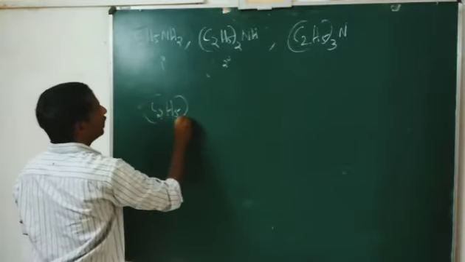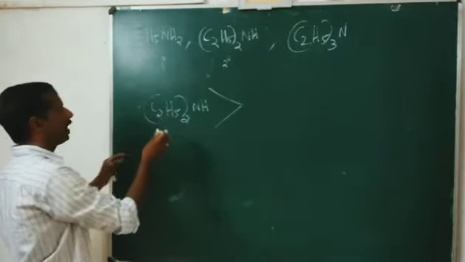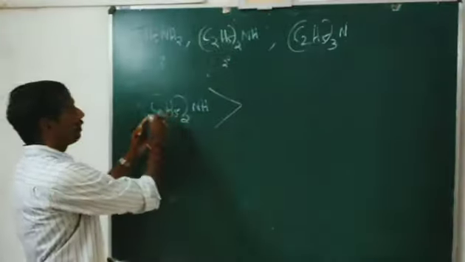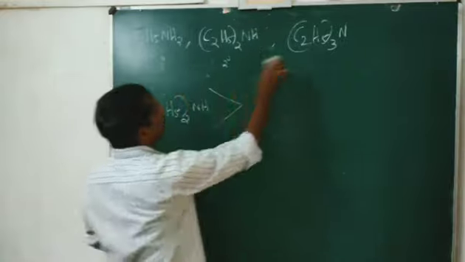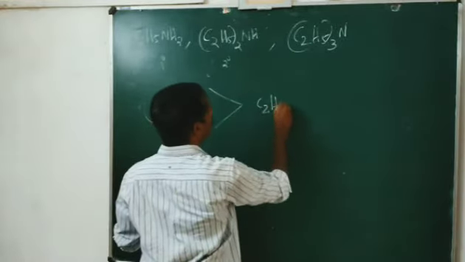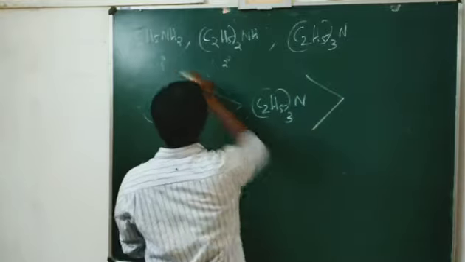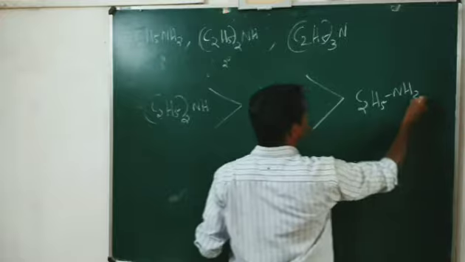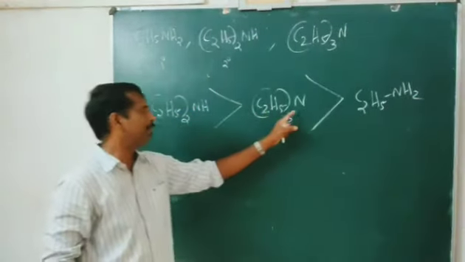The order in this case is, of course, (C2H5)2NH. This is most basic because here the plus I effect outweighs the steric effect. So the plus I effect is maximum. Therefore, this is most basic. Then you can see (C2H5)3N, and the least basic is C2H5NH2. Here also a little difference is there. Second, the tertiary amine is coming.